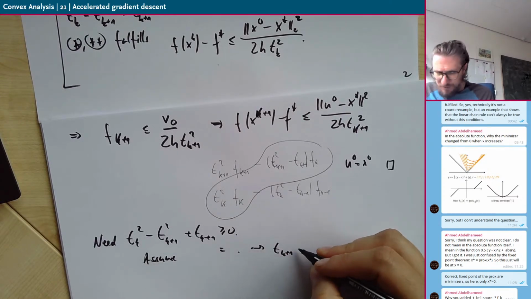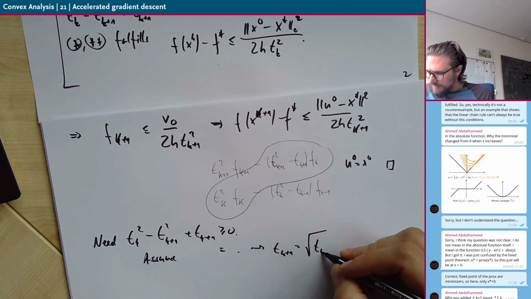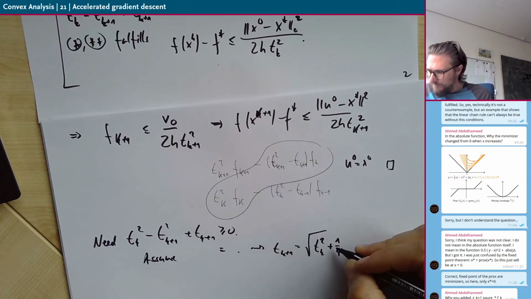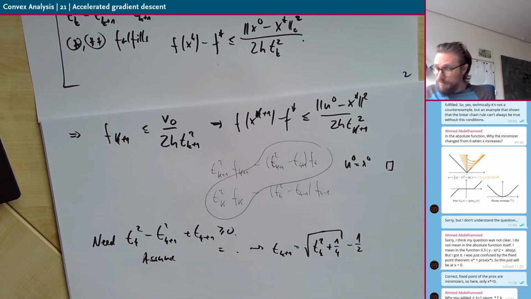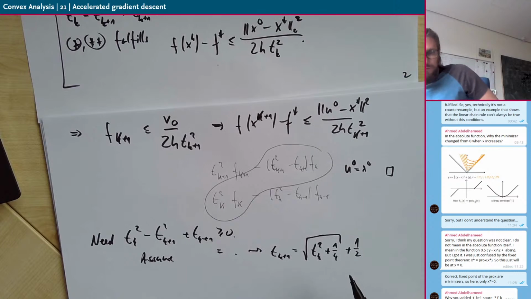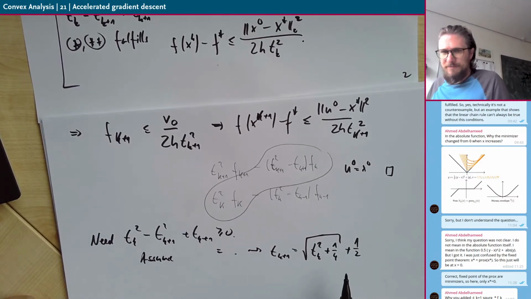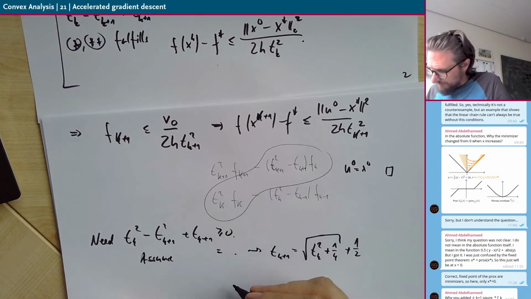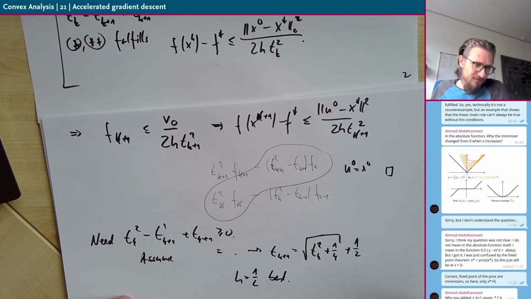If we assume equality, we get a quadratic equation for t_{k+1}, which we can solve, and we get t_{k+1} equal to the square root of t_k squared plus 1/4, plus 1/2. If you solve for t_{k+1}, that's the root you would like, because you want t_k growing. Of course there is another root, but this is the better one. You can use these t_k for your method, and h equal 1 over L is best for the upper bound on the right hand side.